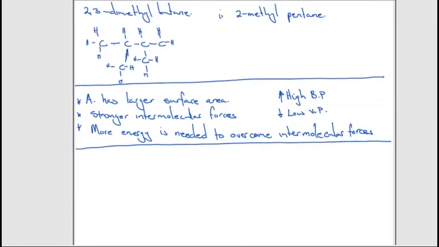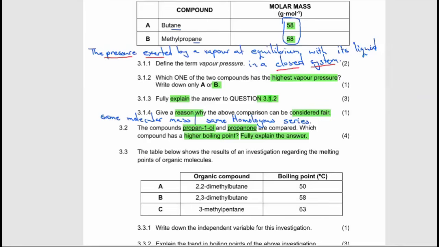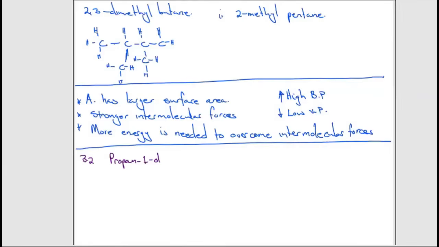So according to this, I'm going to say 3.2 there, we're having our question 3.2. I'm going to say propan-1-ol. Propan-1-ol is the answer. So the one that is going to have a higher boiling point is propan-1-ol, right? So that's the answer there.